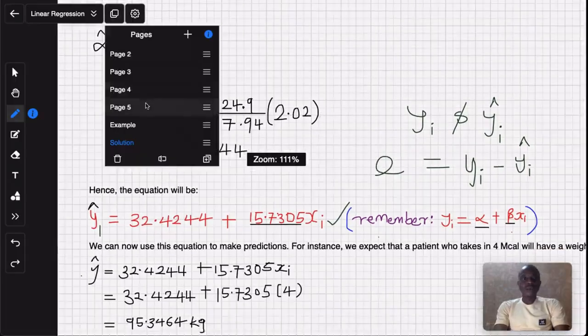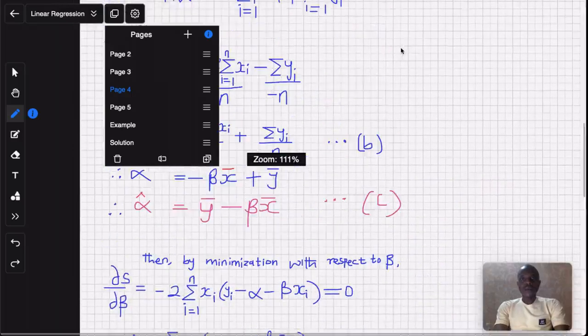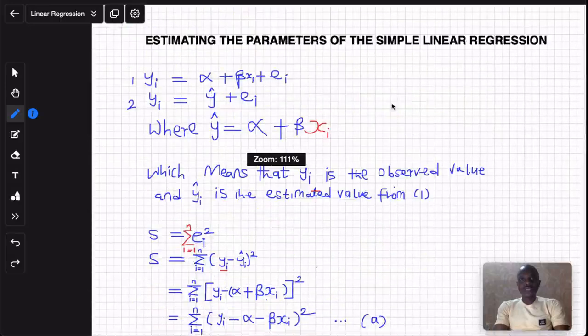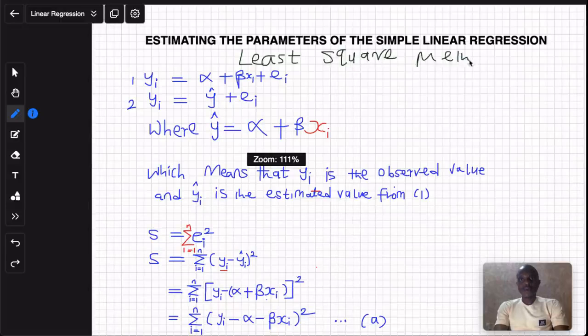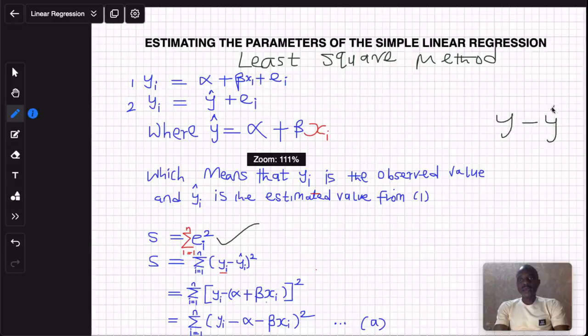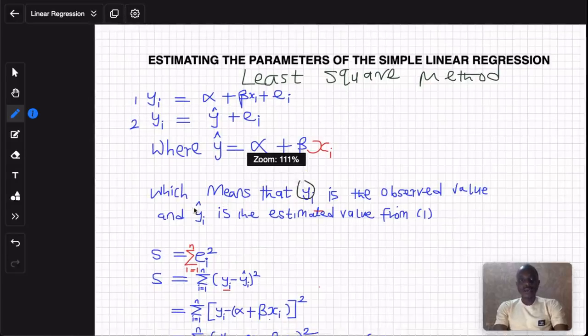Let's take a look at what I'm talking about. Now, there are a number of methods for obtaining your parameter. The other time I was talking about estimating the parameters of the simple linear regression. One of the methods is the least square method of obtaining the estimate. The least square method is what we did here, and what we're talking about is the difference between y, the observed value, and the estimated value, which I have written here. You can see yi and then y hat.